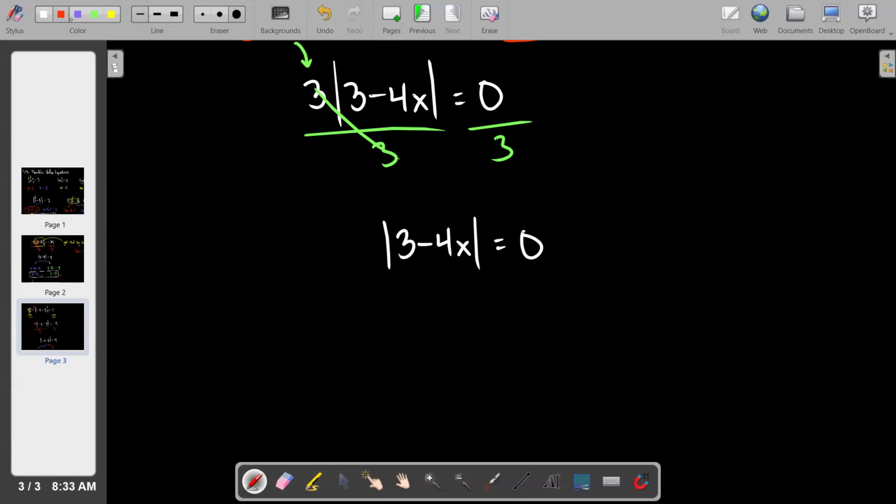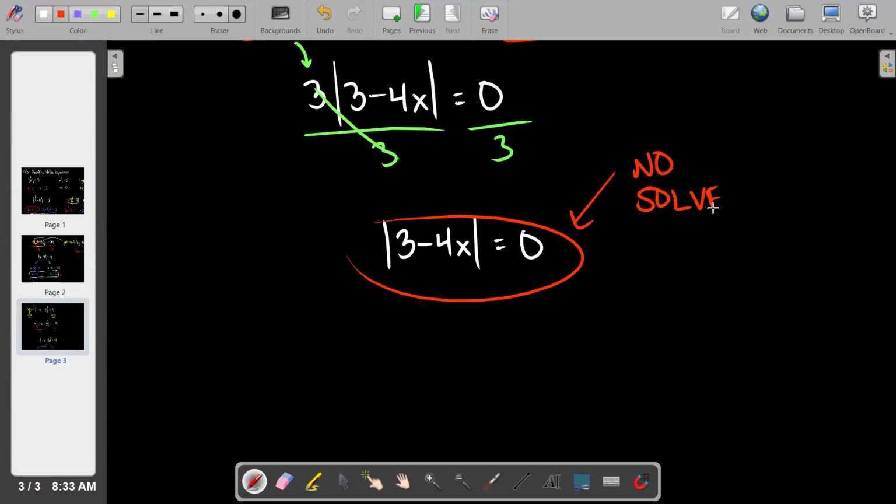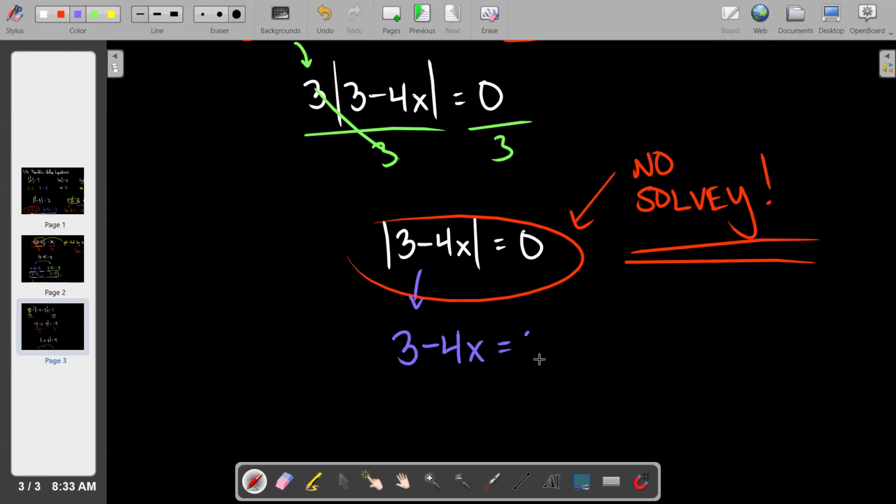Therefore, I just write one equation. Do not solve this equation. No solve. Got it? That is an order. You do not solve an absolute value equation. You create solvable equations. So you must, as annoying as it is, take the bars off and now say that 3 minus 4x equals 0.